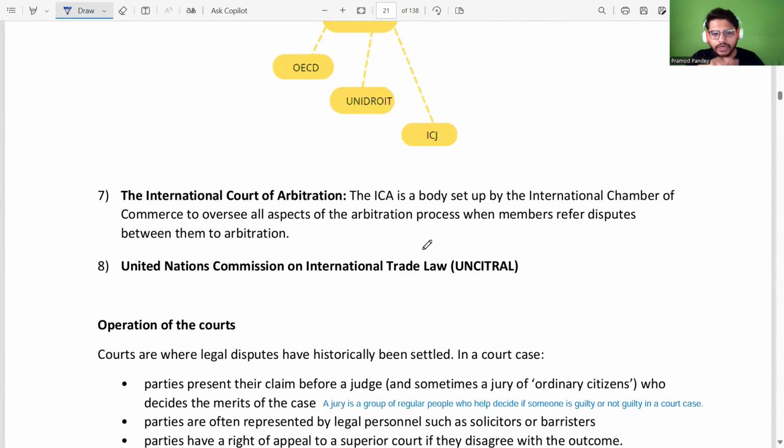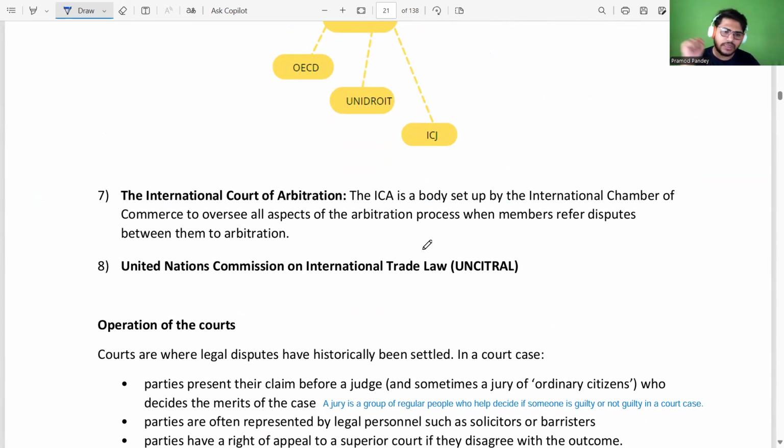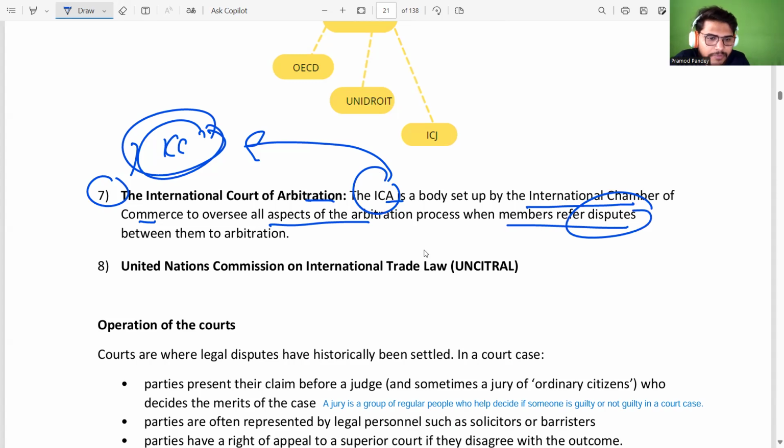The United Nations Commission on International Trade. Basically, this is another body that works alongside the World Trade Organization. And if we talk about the International Court of Arbitration, the ICA is a body set up by the International Chamber of Commerce. So this is a sub body of the ICC, regulated by the ICC. It comes under the ICC to oversee all aspects of the arbitration process when members refer a dispute between them to arbitration, right?